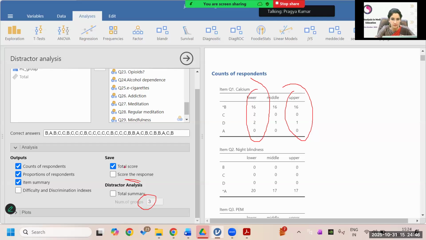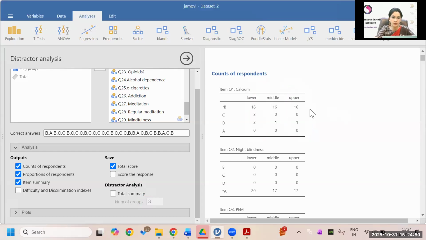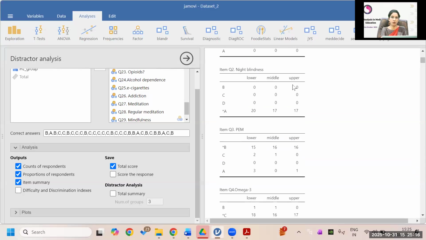So if you see this, this is the lower, middle, and upper, and it tells you how many of them have selected the correct option. So 16 students have selected the correct option in the upper, but 16 in the lower also. And the individual distractors we have seen, but it will show you the functionality of distractors in the upper and lower. So this is the same for all the questions.